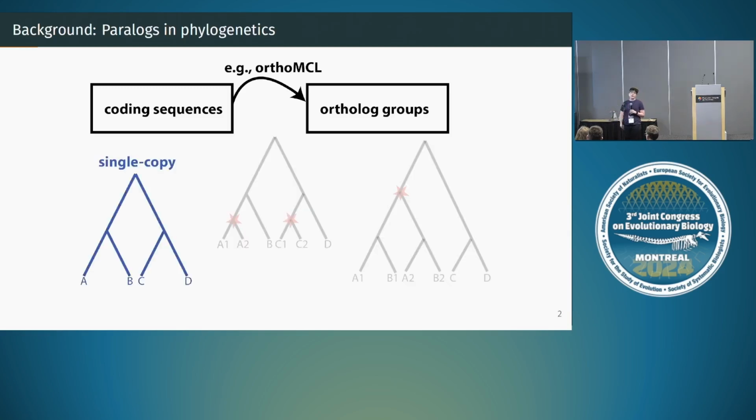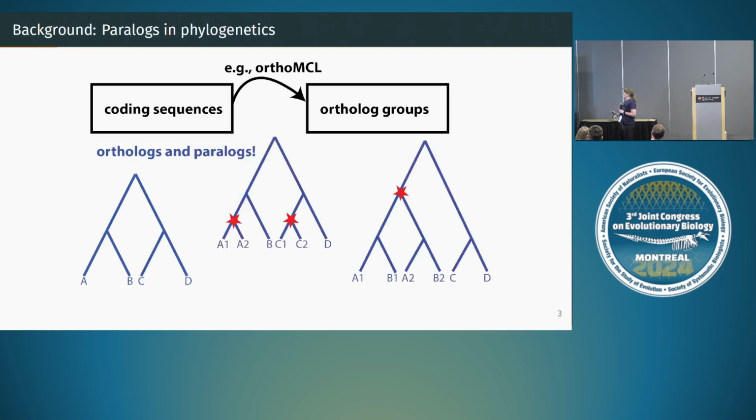Most commonly in phylogenetics, we try to use orthologous sequences. And so often we rely on these single copy genes, where there's just one gene sampled from each species, because it's thought that relationships in orthologs will reflect speciation events. However, this involves throwing out a really large proportion of our data. So more recently, there's been a lot of talk about using both orthologs and paralogs in phylogenetic inference.